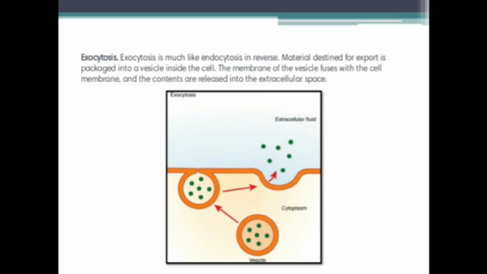Many cells manufacture substances that must be secreted, like a factory manufacturing a product for export. These substances are typically packed into membrane-bound vesicles within the cell. When the vesicle membrane fuses with the cell membrane, the vesicle releases its contents into the interstitial fluid. The vesicle membrane then becomes part of the cell membrane.